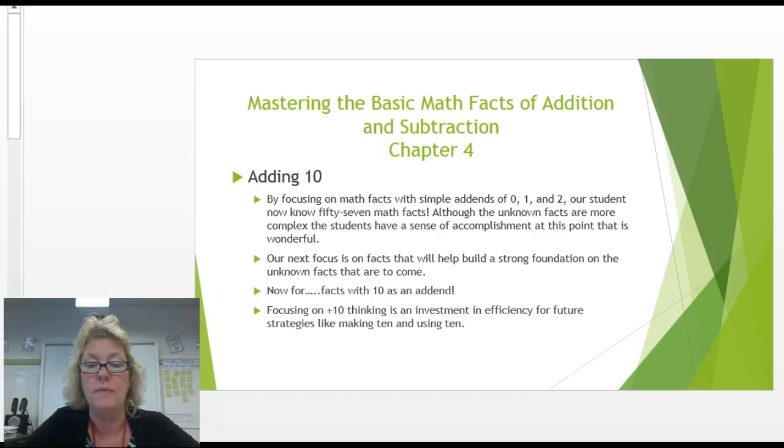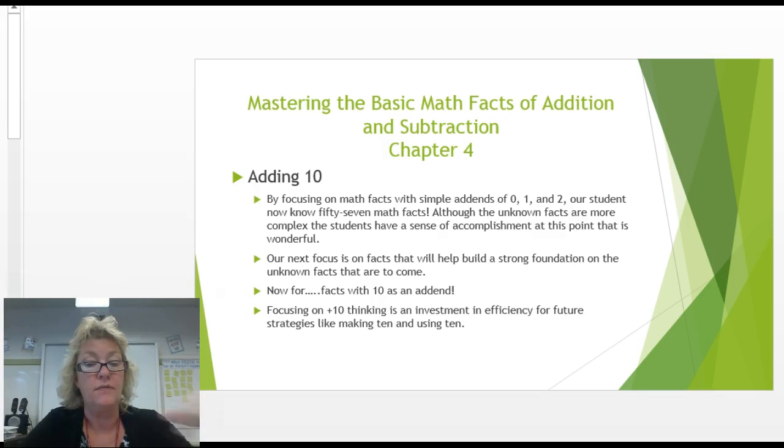Okay, so adding 10. By focusing on math facts with simple add-ins 0, 1, and 2, the students now have 57 math facts. So if they have mastered 0, 1, and 2, they have 57 math facts. And all the unknown facts are more complex, and the students have a sense of accomplishment at this point. That is something that we definitely need to celebrate, because that is fantastic.